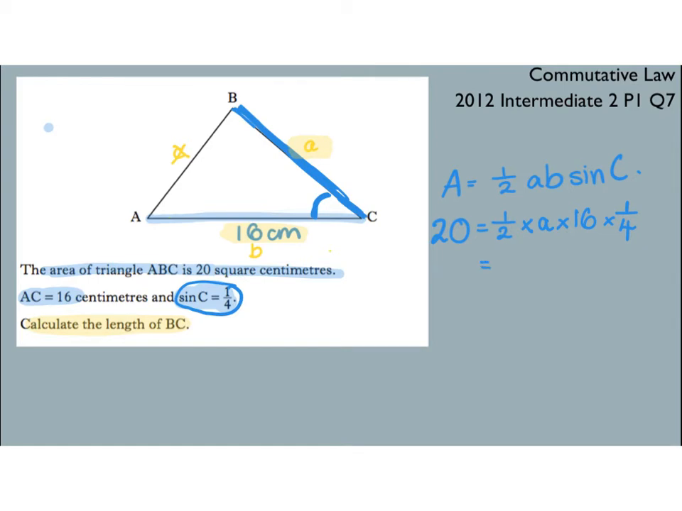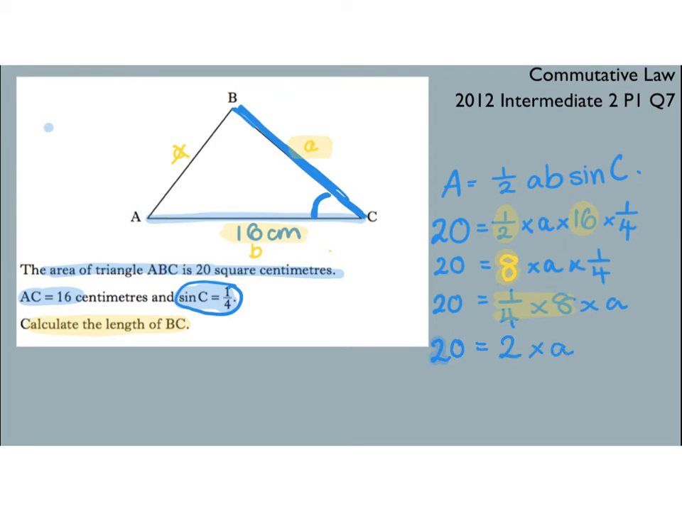Now remember, you can do your multiplies in any order. Half of 16 makes 8. Oops, use the proper pen. 8. Now if that doesn't make sense to you, turn it around a wee bit. Now I'm going to work out a quarter of 8. A quarter of 8 makes 2.